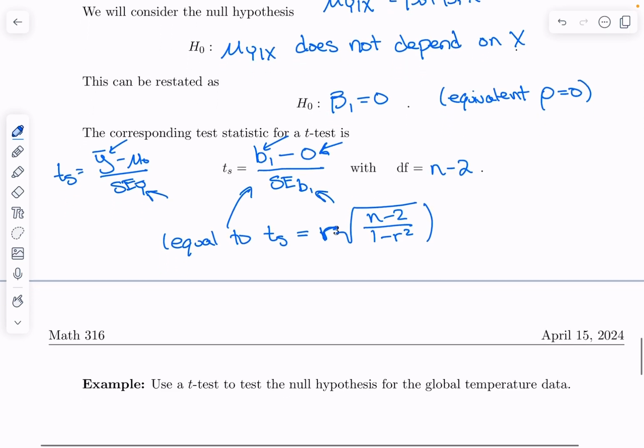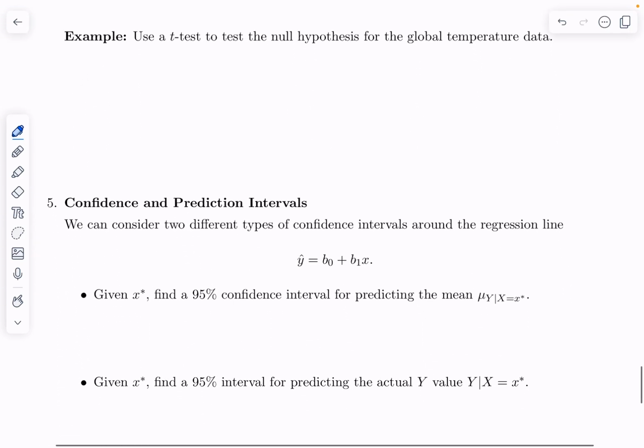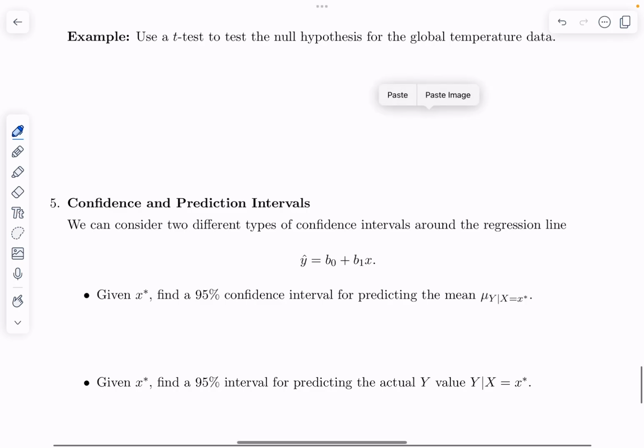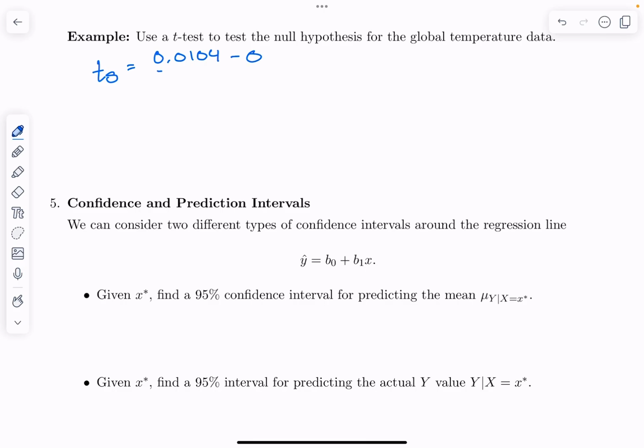So what I'm going to do is conclude by using a t-test to test the null hypothesis for the global temperature data. So my t-statistic is going to be the slope 0.0104. I'm going to compare it to 0, and then I'm going to divide by the standard error 0.000367. And that ends up equaling 28.52. So in other words, our slope is 28 standard errors away from 0. That's very highly significant.